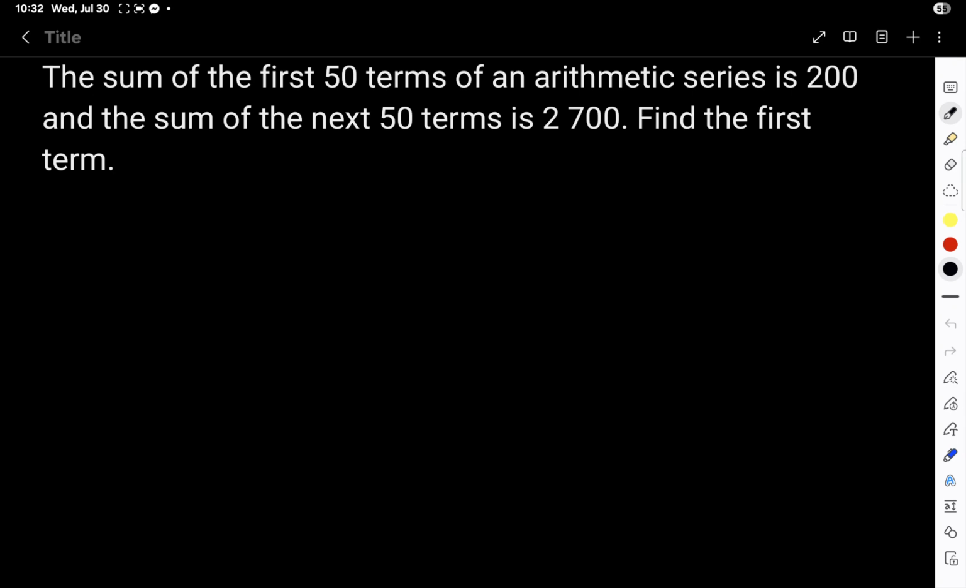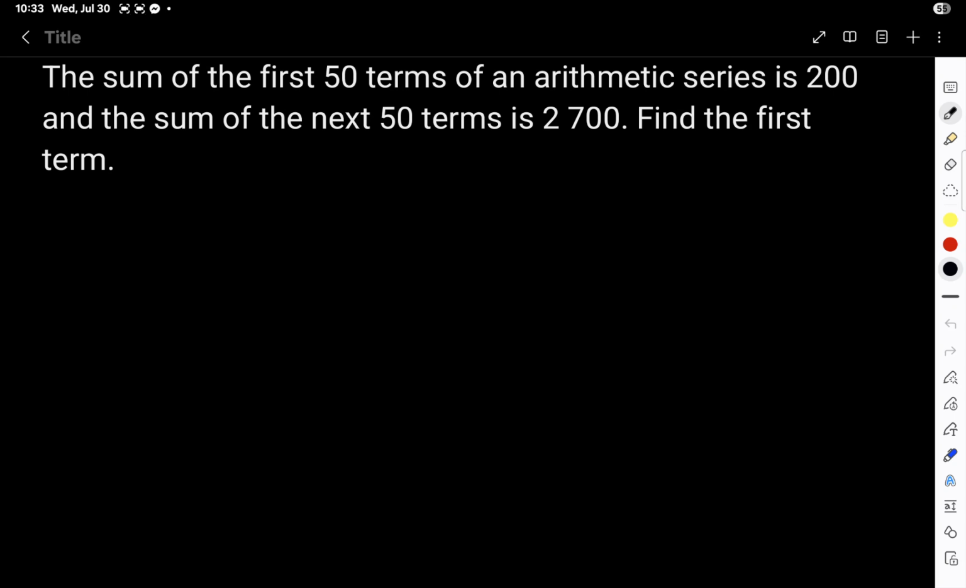And this time, let's discuss one of the problems in the arithmetic series I've presented to my grade 10 students. And here's the problem. The sum of the first 50 terms of an arithmetic series is 200, and the sum of the next 50 terms is 2,700. Find the first term.